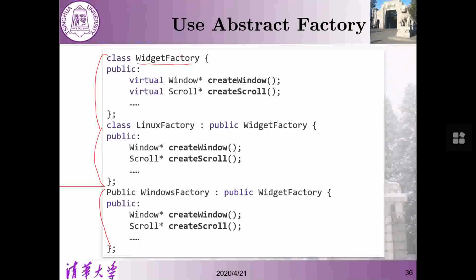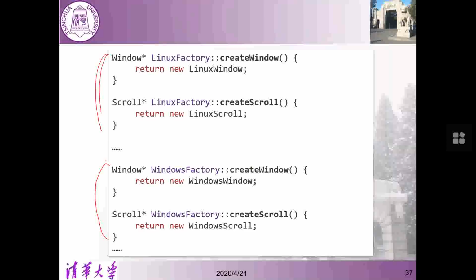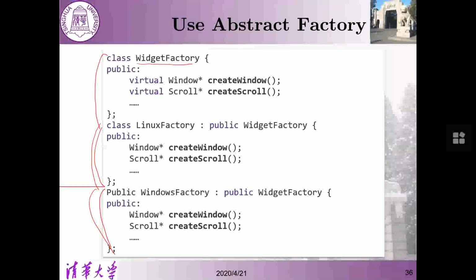If in the future we want to add a new theory, we just add a new factory, right? So this old code does not need to be changed, right? So this obeys the open-close principle, right? For example, if we want to add a new Mac style, a Mac look and feel, we just add a Mac factory, right? And we can add the Mac window and the Mac scroll in the class hierarchy of the window and scrolls. Then we only need to add new code, right? We do not need to modify old code.